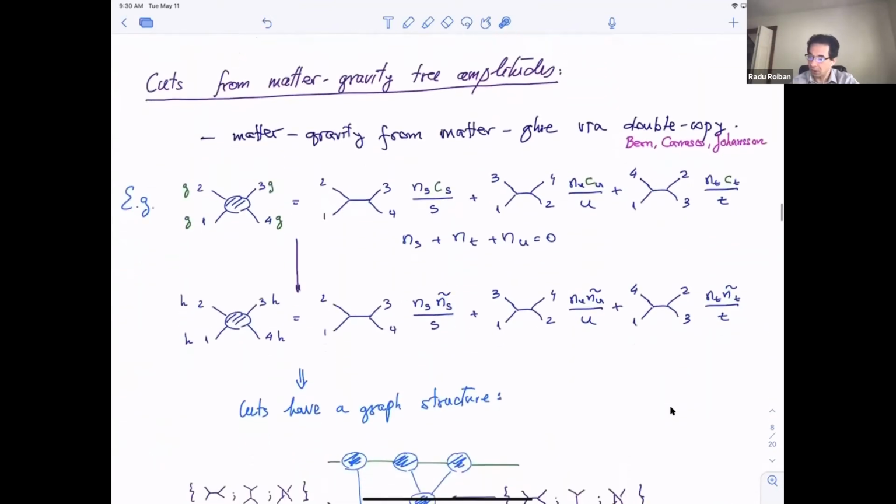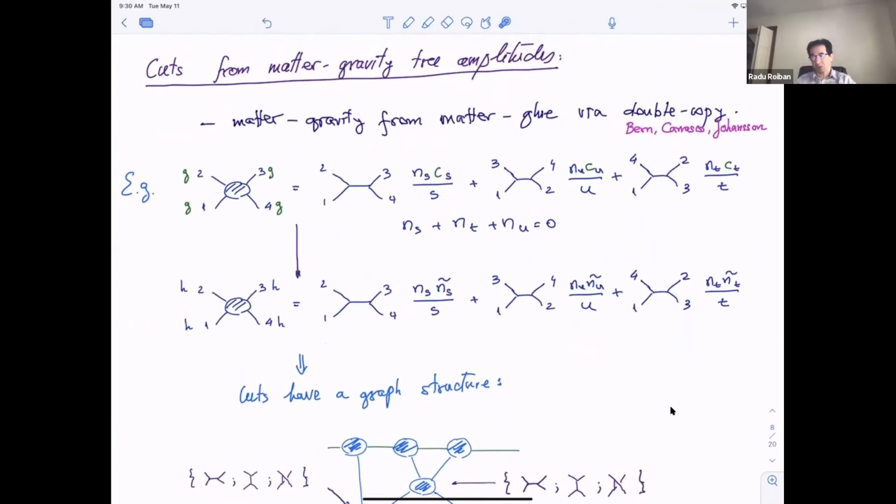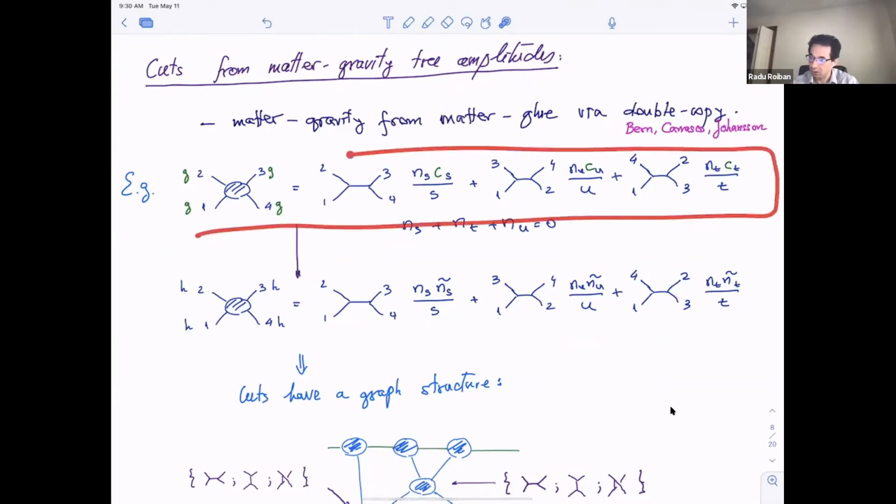So how do we compute the cuts? One, of course, has various options, but the one that we use is to construct the matter-gravity amplitudes from matter-gluon amplitudes via the double copy. We could, in principle, use KLT relations instead, because these are tree-level amplitudes. However, the double copy is a lot more flexible here because it hands us the residues in a form that's already attached to graphs. Therefore, it provides quite a bit of structure, which is useful for keeping track of which graphs these residues belong to.